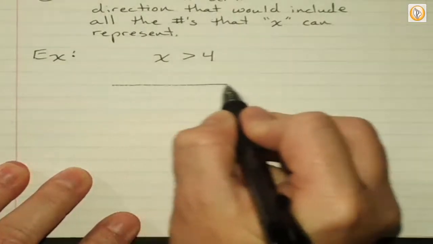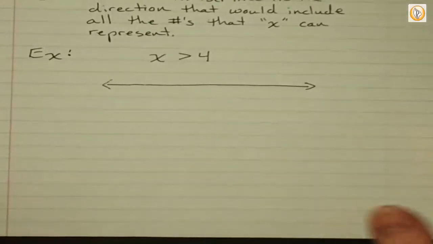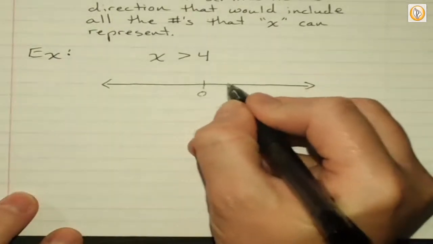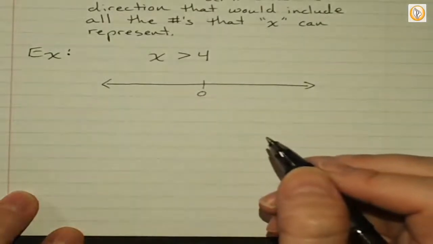When we graph on a number line, watch how I do my number lines. You guys are in pre-algebra. You are done with 1, 2, 3, 4, 5, 6. You're done with that. You're big kids now.